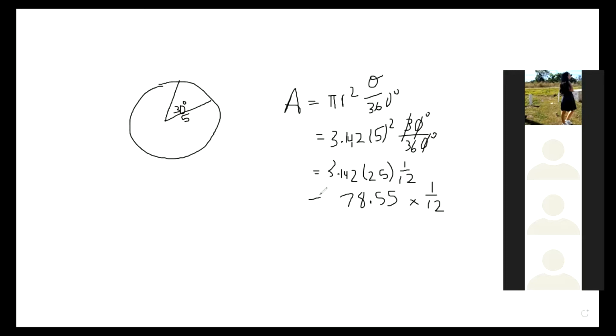78.55 times 1 over 12. But guys, you know that this is over 1, right? Therefore, I can multiply my numerators and my denominators, and I end up with this. So you can do this on your own. You could skip this step and go straight from this step to this step that I'm going to show you right now. You don't have to do this one. If you see it, you could do it.